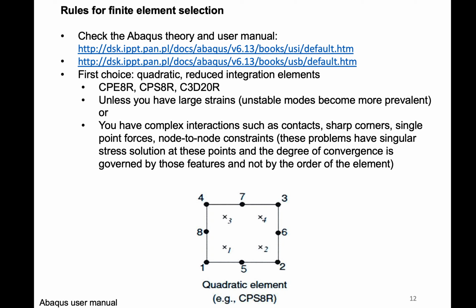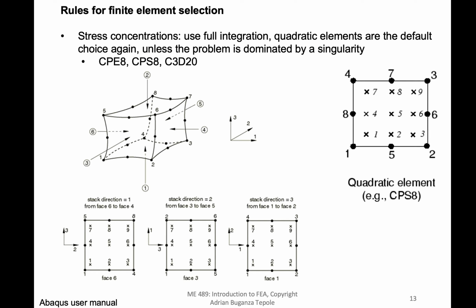But if your problem is nice, your geometry is nice, you don't have modes in which you can maybe have these zero energy modes of reduced integration elements. So if your strains are moderate, then these quadratic reduced integration elements will be fine. For regions where you have stress concentration, where your stress is changing a little bit more rapidly, then use full integration. Again, quadratic elements are a pretty good choice, unless the problem is dominated by a singularity.